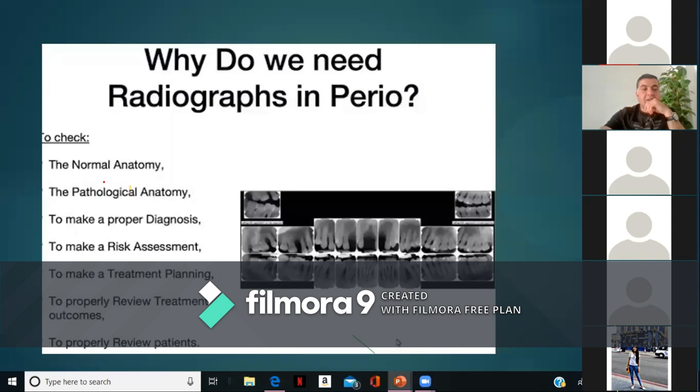We need to assess the anatomy. We need it to help us make a proper diagnosis, assessment, treatment plan, and review, to see if the patient is doing well. So it does help.